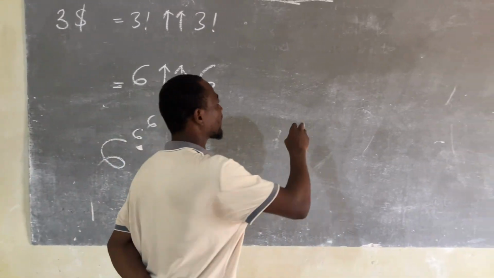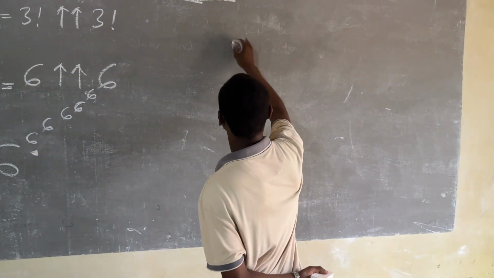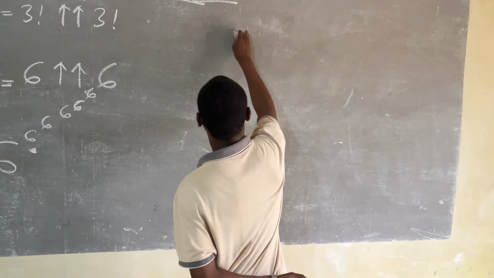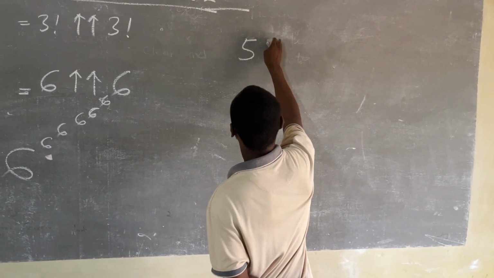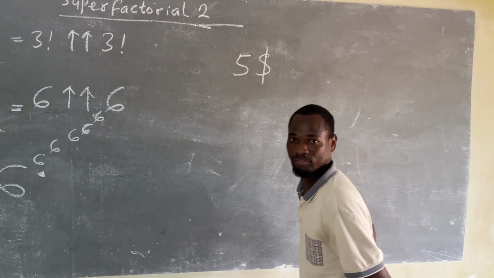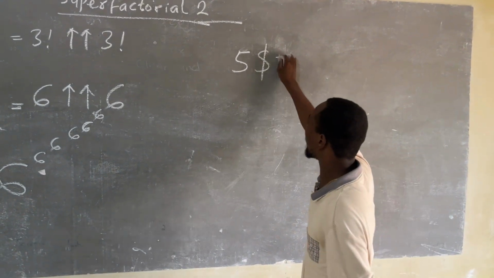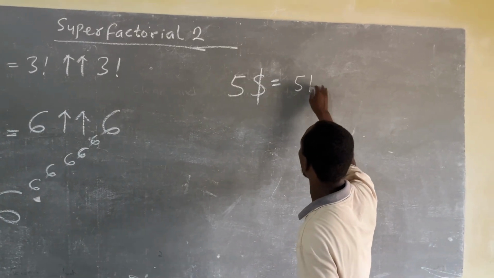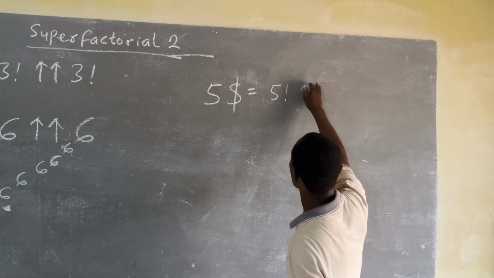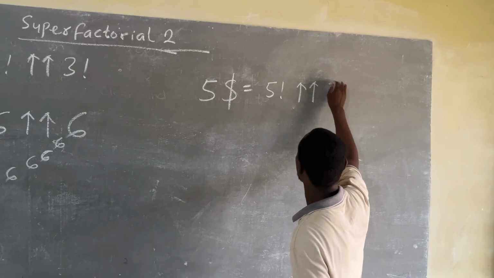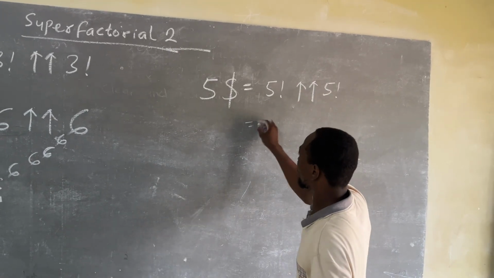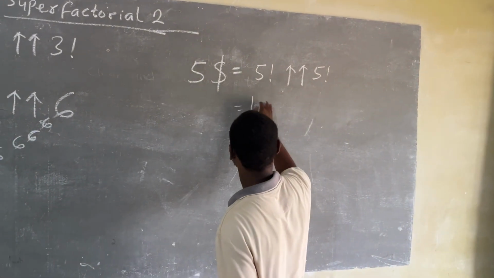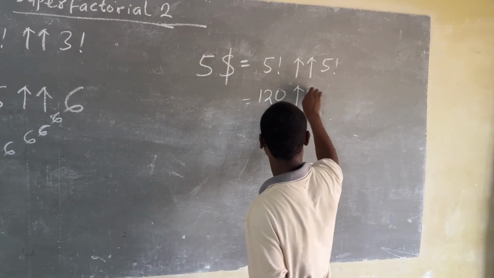So let's consider something like, let's say, superfactorial of 5. So superfactorial of 5 is evaluated as 5 factorial tetrated to 5 factorial. And 5 factorial equals 120, right? So 120 tetrated to 120.